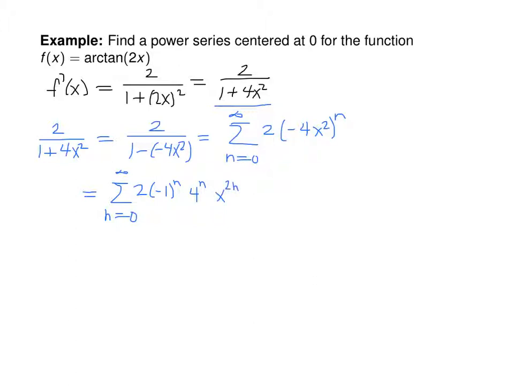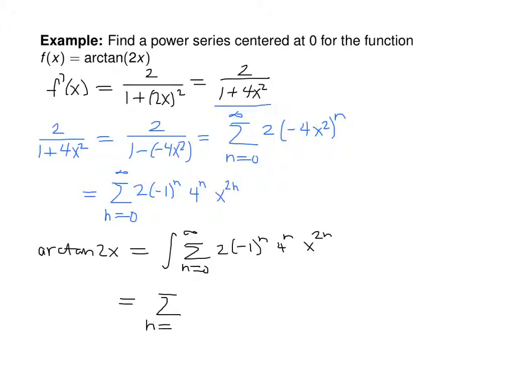So now to find the series for arctan of 2x, we have to integrate this. So you have the integral of the sum from n equals 0 to infinity, 2 negative 1 to the n, 4 to the n, x to the 2n. And that will be the sum from n equals 0 to infinity, 2 times negative 1 to the n, 4 to the n, x to the power of 2n plus 1, divided by 2n plus 1.